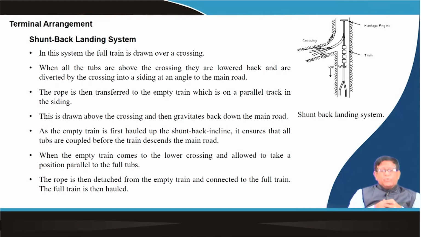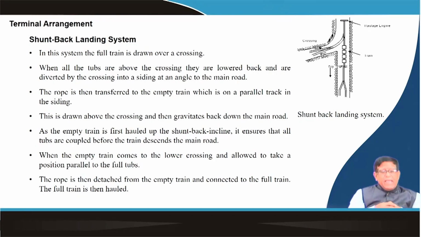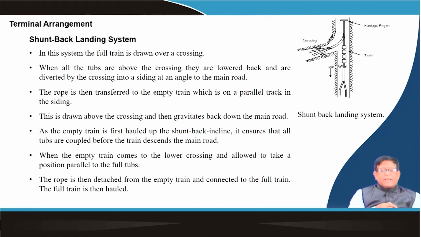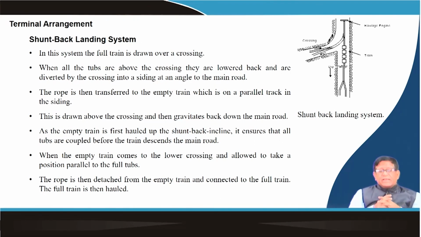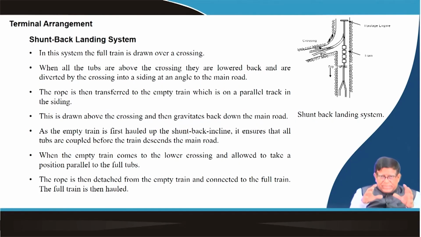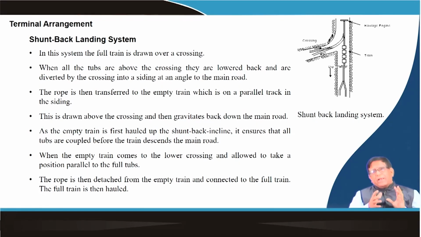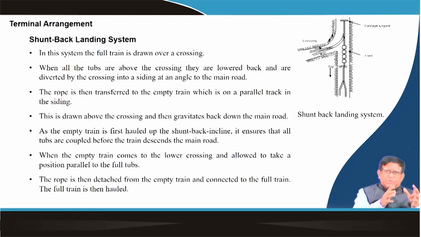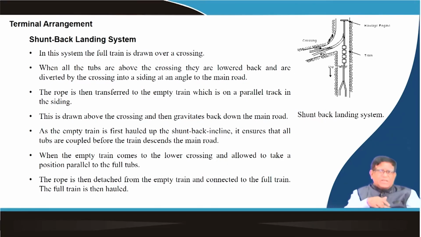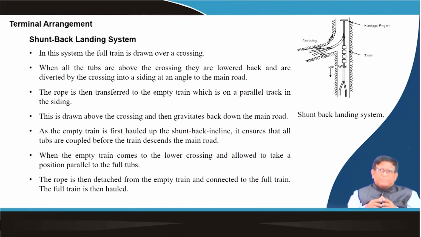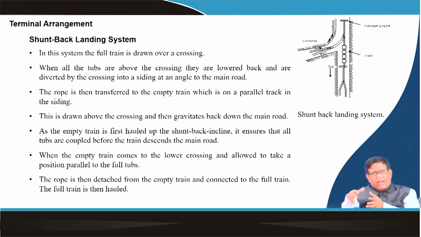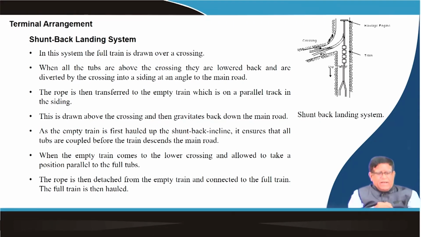In this system the full train is drawn over the crossing, and when all the tubs are above the crossing, they are lowered back and are diverted by the crossing into a siding at an angle to the main road. So, a mechanical engineer or any other engineer who is going to work over there needs to know how the space excavation in the mine has been planned underground, particularly near the shaft, how the crossing has been given and how the layout is there, that you will have to understand.